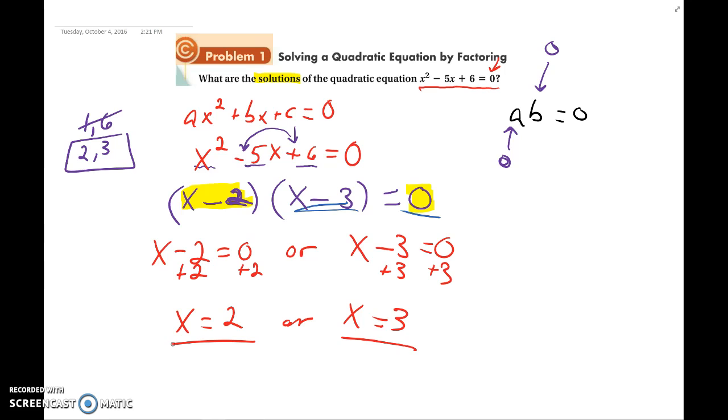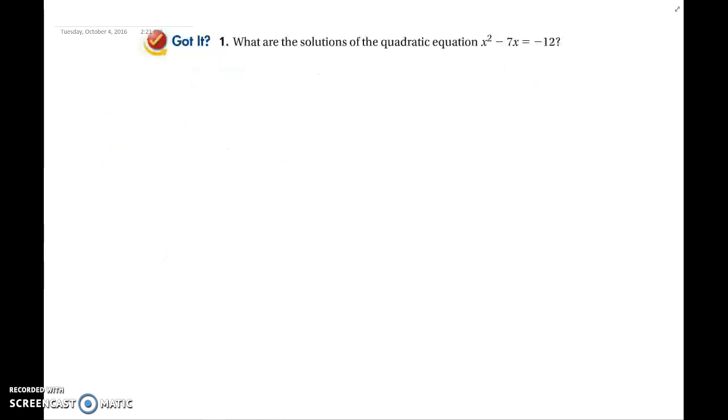All right, there's one more example that we're going to do, and then that's it for this video. The last example we have: what are the solutions, or what are the zeros, either way, you might see it both ways, of the quadratic equation x squared minus 7x is equal to negative 12.